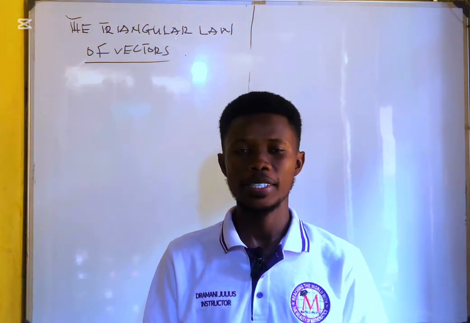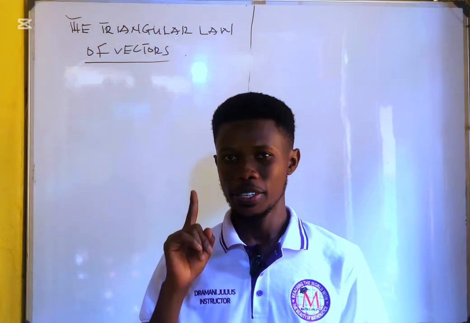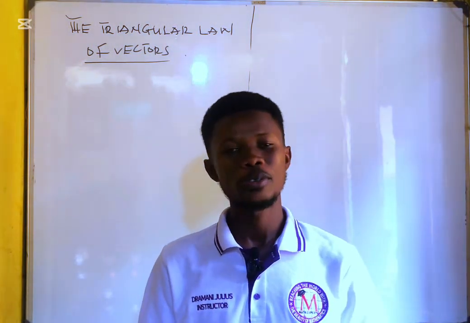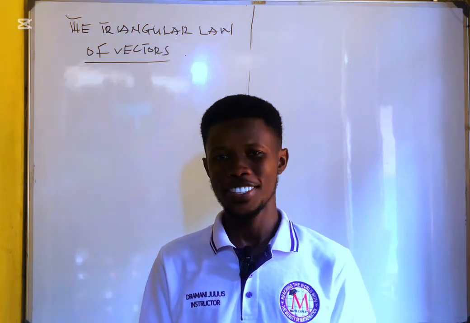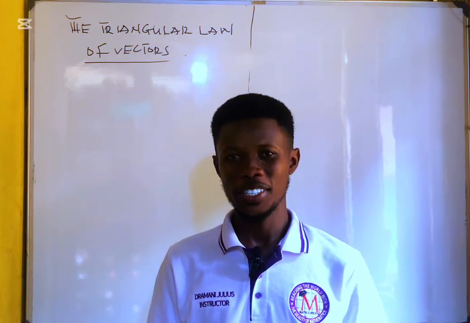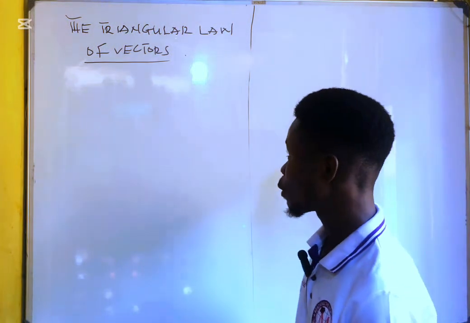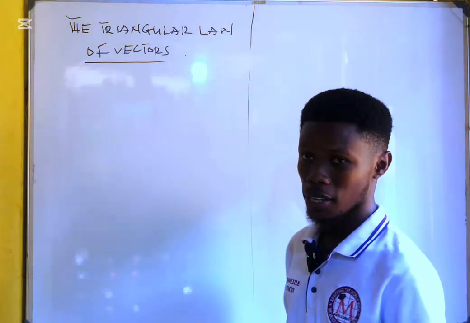Today we are going to look at the triangular law of vector. Understand this: the law of vector is a law. So you should understand that it's a law, so you must obey it. Just like when you don't obey the laws of this noble country, you are going to be punished. Okay, so let's look at the triangular law of vector.